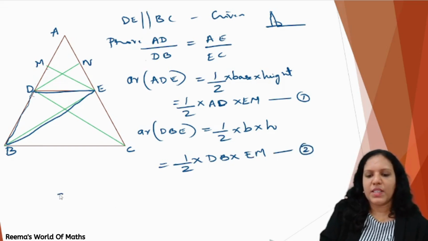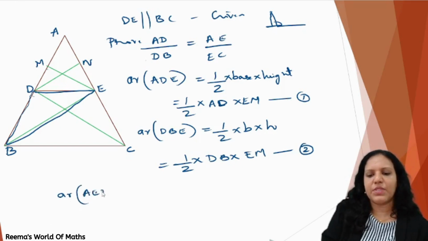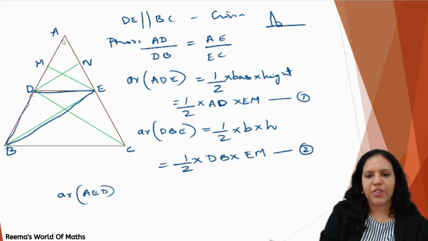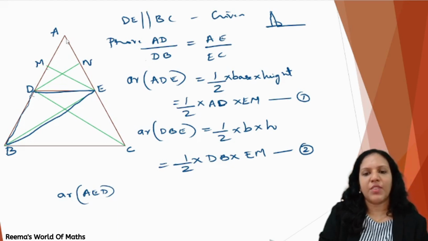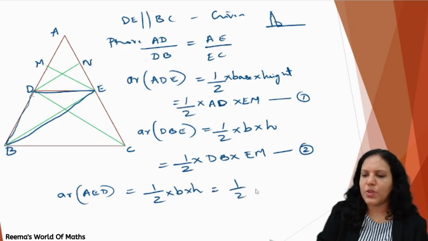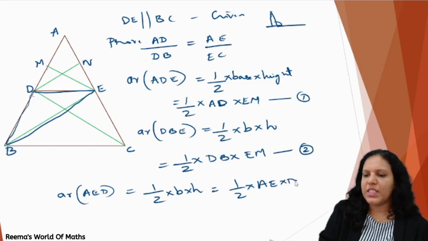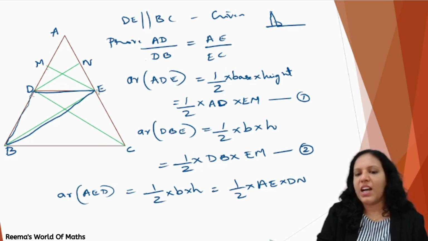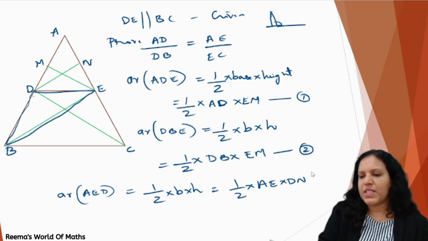So now let's consider the area for triangle AED, which is the same as the equation 1, ADE. I have taken AED instead of ADE. Same, that will be half into base into height, which is equal to 1/2 times AE, AE will be the base, times DN, correct? The height, if we take AED, the height will be DN, which is our third equation.